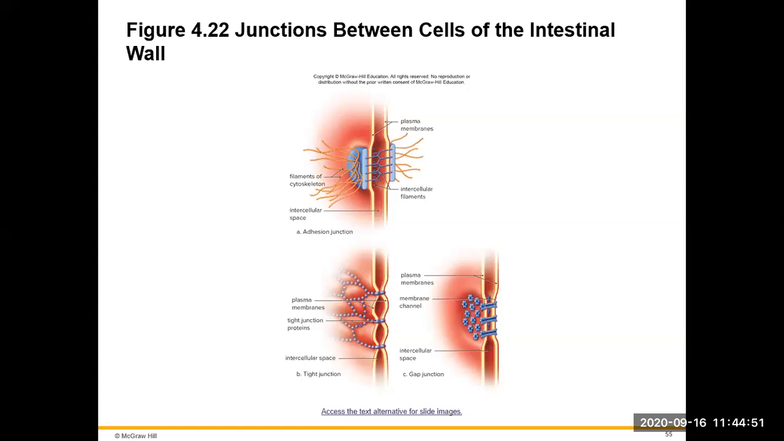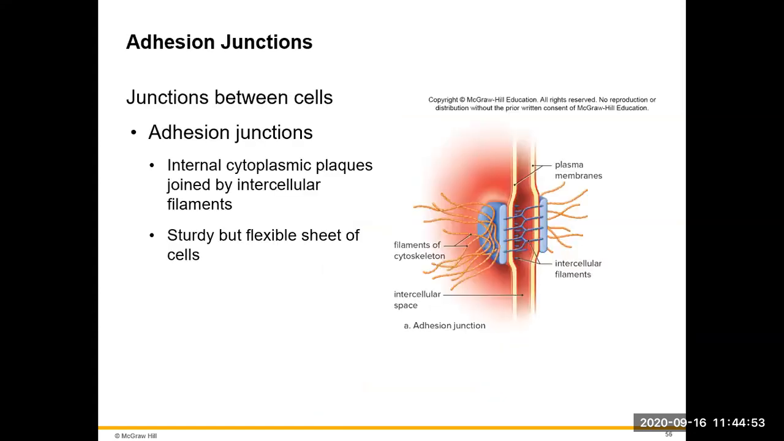Junctions between cells of the intestinal wall. I don't think you need to know all of this. Adhesion junctions, these are junctions between cells. These are internal cytoplasmic plaques joined by intracellular filaments. Just know that adhesion junctions are found between cells because cells cannot function independently. So it is a sturdy but flexible sheet of cells. It's not just two cells, it has a lot of cells coming together and interacting with each other.